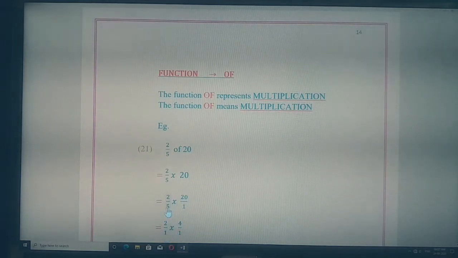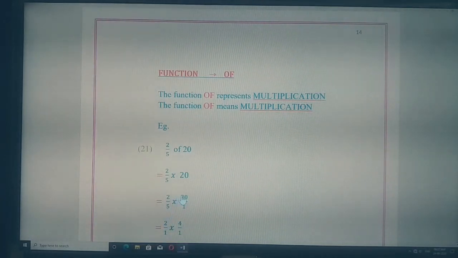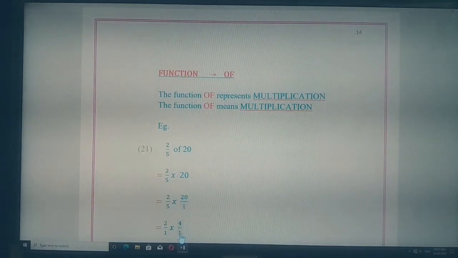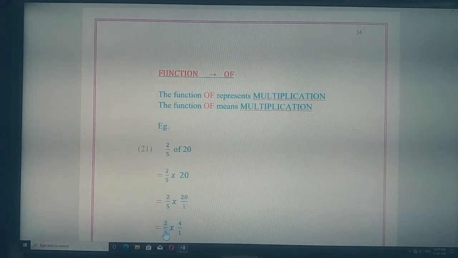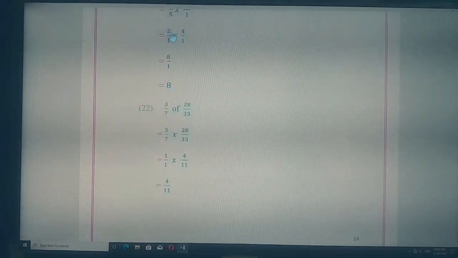So we cancel. 5 ones are 5, 5 fours are 20. So the answer will be 4, and instead of 5 we'll write 1. Instead of 20 we'll write 4 because 20 is cancelled and 4 is written. This denominator 1 we copy as it is, numerator 2 we copy as it is, and instead of 5 we have to write 1 because 5 is cancelled with 5's table. 5 ones are 5. So we have to write 1. So now our next step will be 2 upon 1 multiply by 4 upon 1.